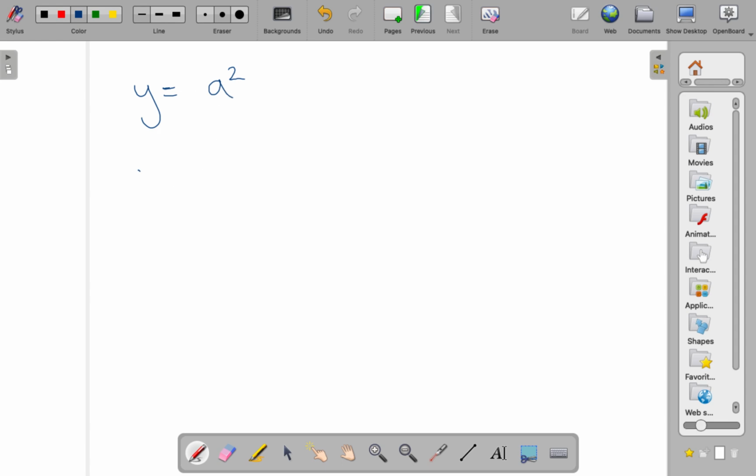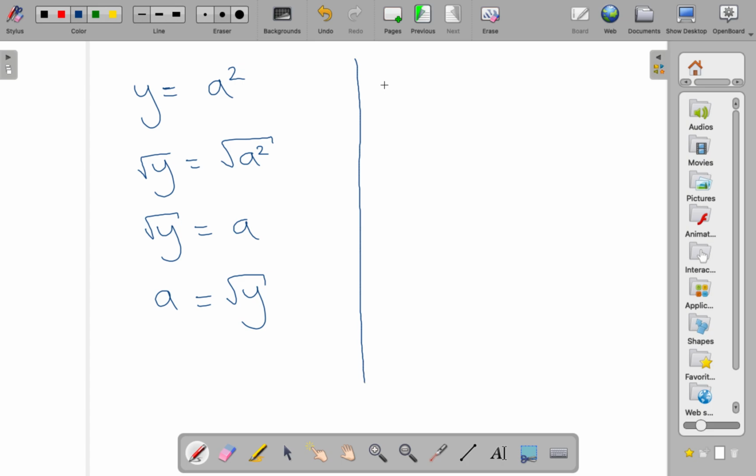So we square root the y, and we square root the a squared. And if you square root an a squared, this is the same as squaring a number and then unsquaring it, essentially. Okay, so then we end up with square root of y is equal to a. Okay, and then again we write it on the left hand side, a is equal to the square root of y.